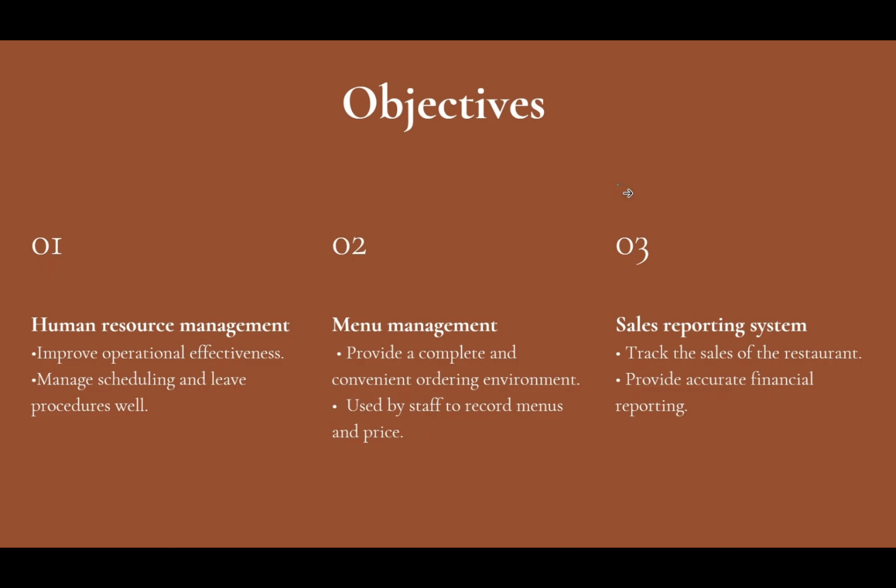Let's move on to the objectives of our program. The first one is human resources management, to improve operational effectiveness and manage the scheduling and leave procedures well. Secondly is menu management, to provide a complete and convenient ordering environment. Besides, it is used by staff to record menus and prices. The last one is a sales reporting system, to track the sales of the restaurant and provide accurate financial reporting.